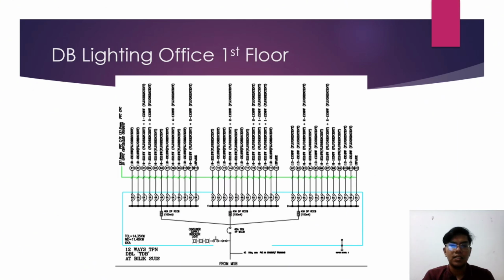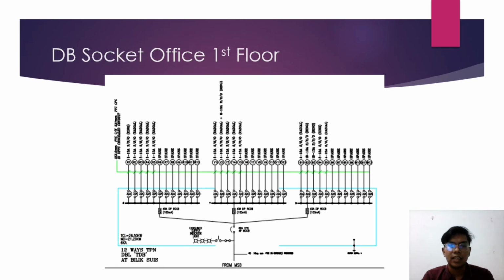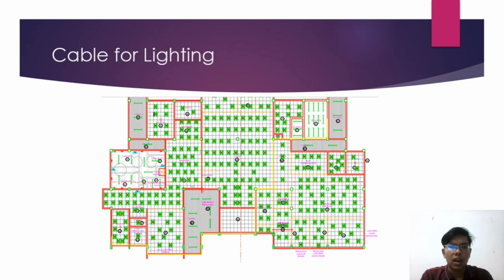So, this is our DB schematic for lighting in office first floor, and this is our DB schematic for socket in office first floor. Next, I want to talk about the cable selection. As you can see from these schematics, we put a long cable from the DB in the switch room to a lamp in the CC room because we need to have the longest cable from the office first floor in order to calculate voltage drop.